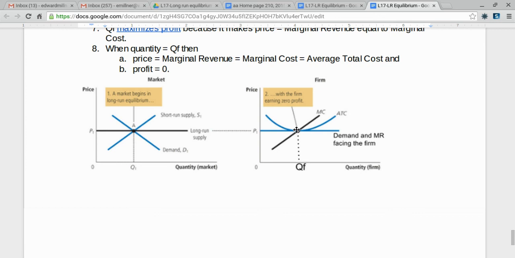QF maximizes profit because that's where price and marginal revenue equals marginal cost. But the profit the firm is earning is equal to zero because at that quantity, price equals average total cost. So in the long run, price equals average total cost, and the owners earn exactly a normal rate of return.